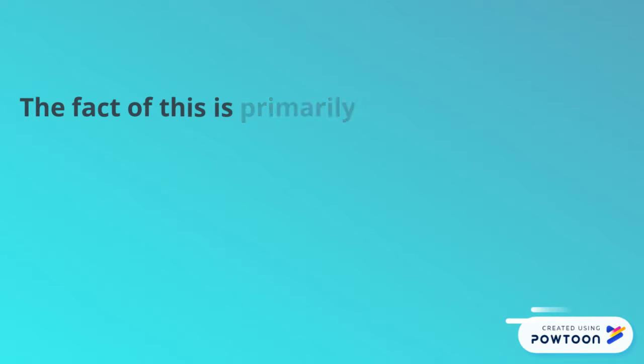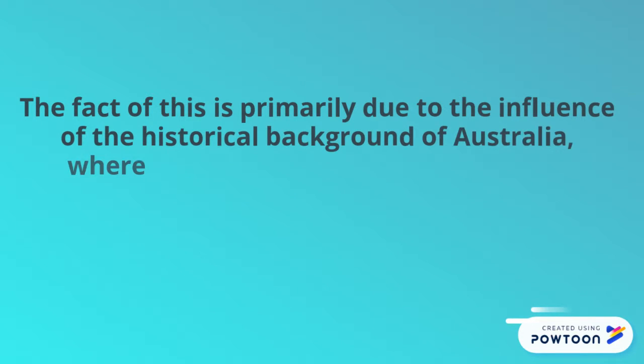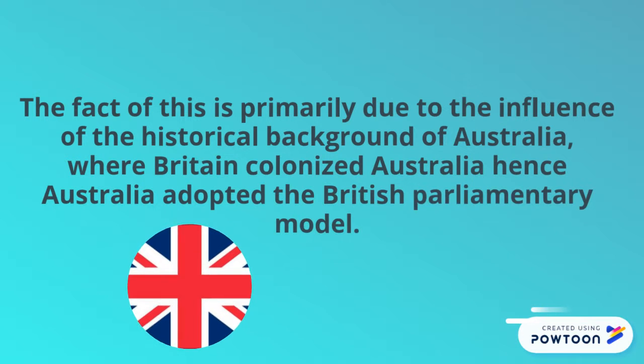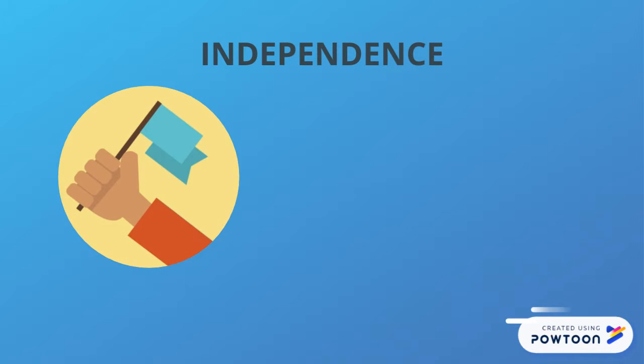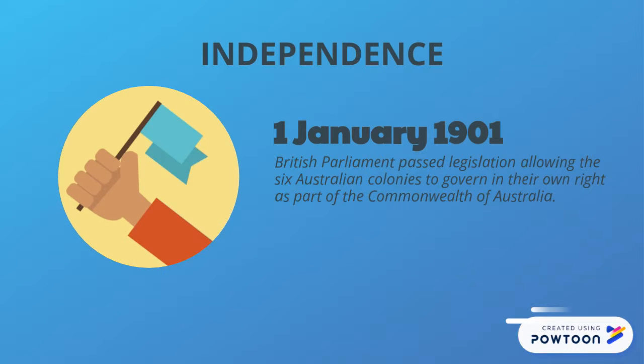The fact of this is primarily due to the influence of the historical background of Australia, where Britain colonized Australia, hence Australia adopted the British parliamentary model. Australia then became an independent nation on 1st January 1901, when the British parliament passed legislation allowing the 6 Australian colonies to govern in their own right as part of the Commonwealth of Australia.